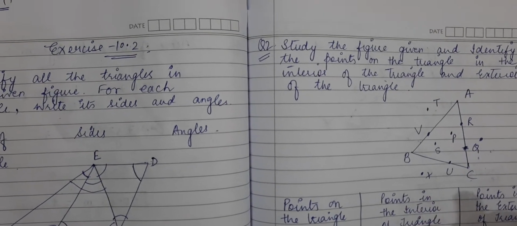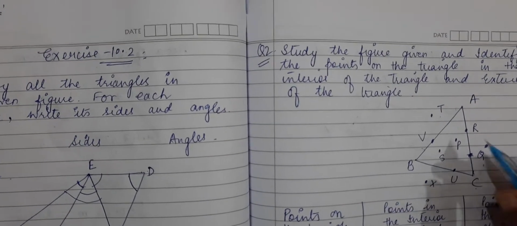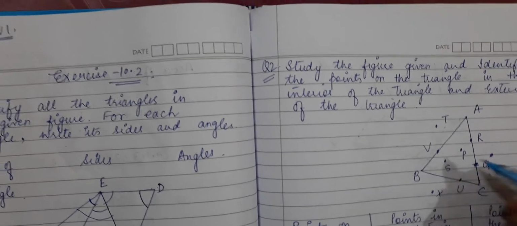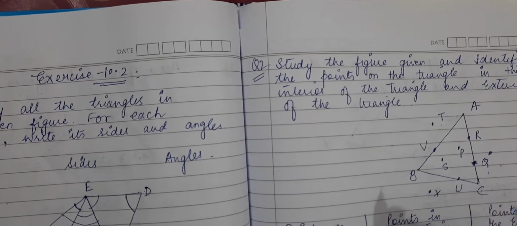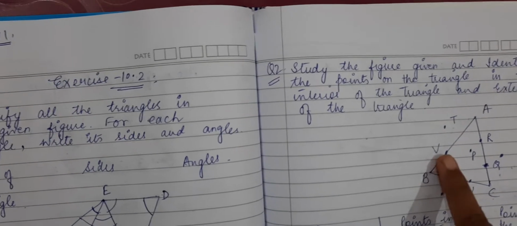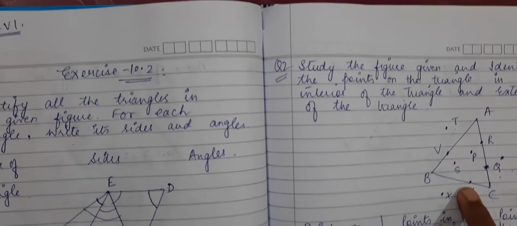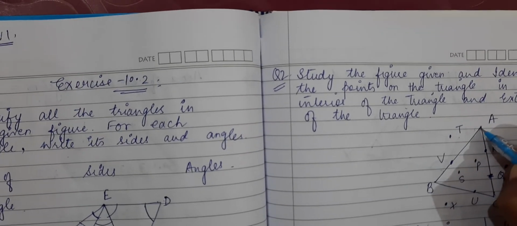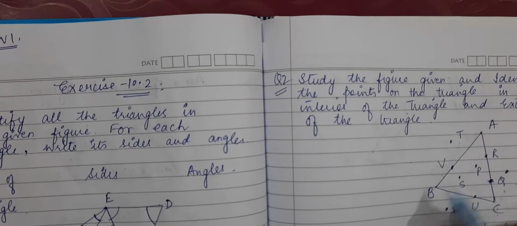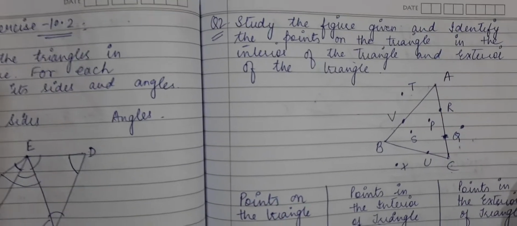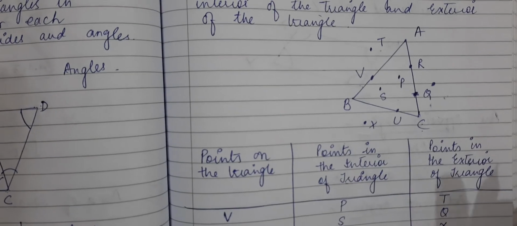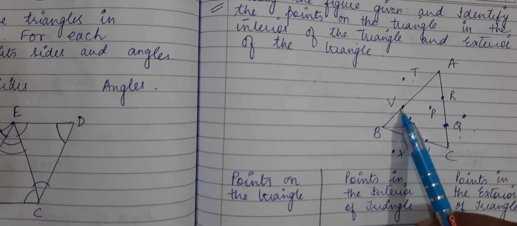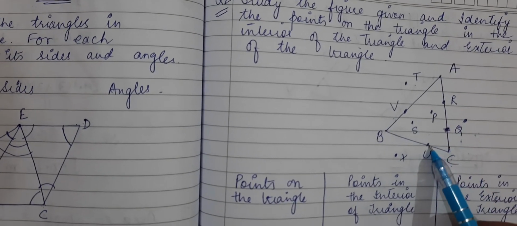The points on the triangle are the points on the boundary. This is the boundary. So these are the points which are on the triangle. Which are the points? V, R, U. You are not supposed to take A, B, C because the dot is not given along with them. A, B, C is the name of the triangle. The points which are on the boundary or on the triangle are V, R and U.